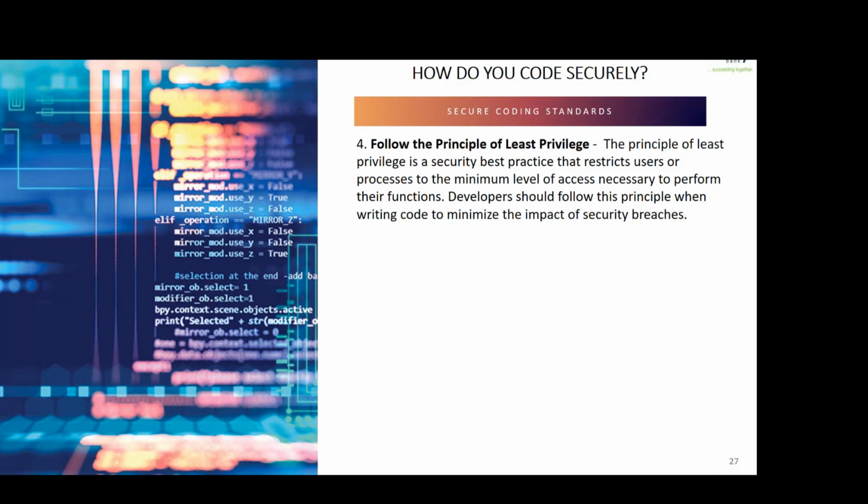Number 4, follow the principle of least privilege. I think I can ask questions in this aspect. The principle of least privilege is a security best practice that restricts users or processes to the minimum level of access necessary to perform their functions. Developers should follow this principle when writing code to minimize the impact of security breaches.